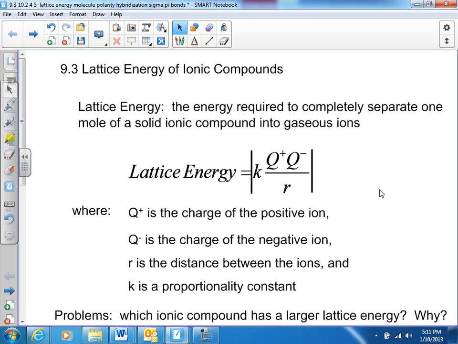Based on our lattice energy equation, since oxygen has a bigger Q minus than fluoride's Q minus, MgO will have a bigger lattice energy than MgF2.